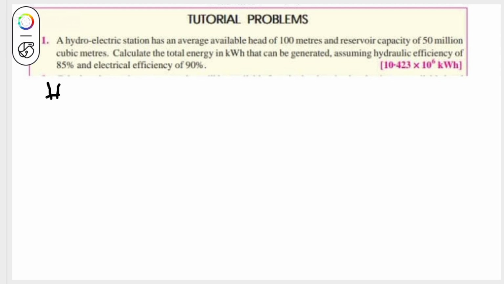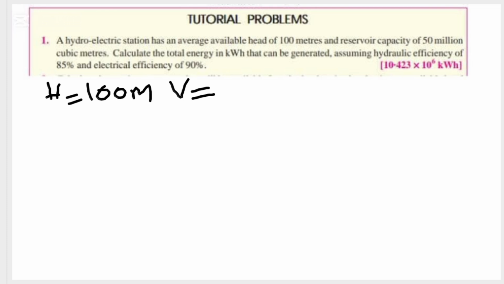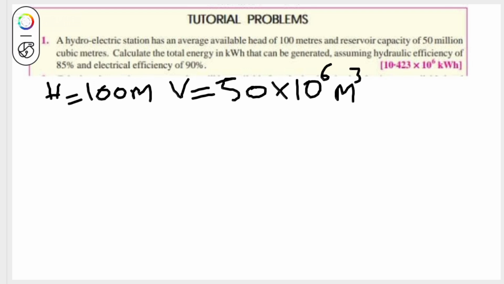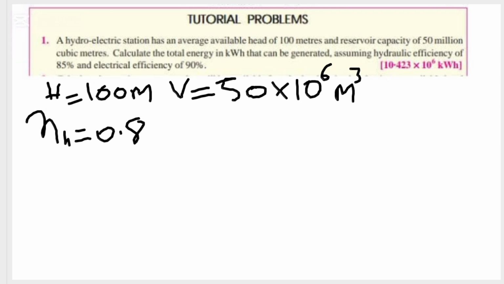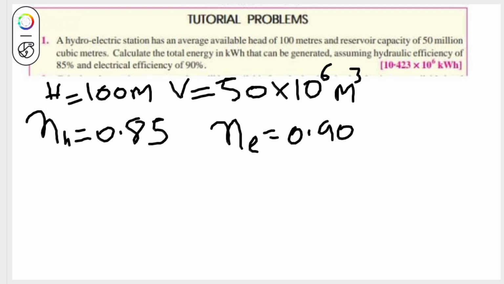I am given my height as 100 meters, and also I am given my V as 50 million, let me say 50 times 10 raised to the power of 6 meter cube. And also I am given the hydraulic efficiency, 85%, which becomes 0.85. And also I have the electrical efficiency, which is equal to 0.90.